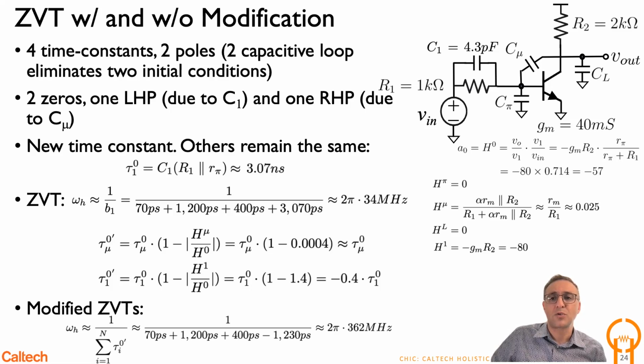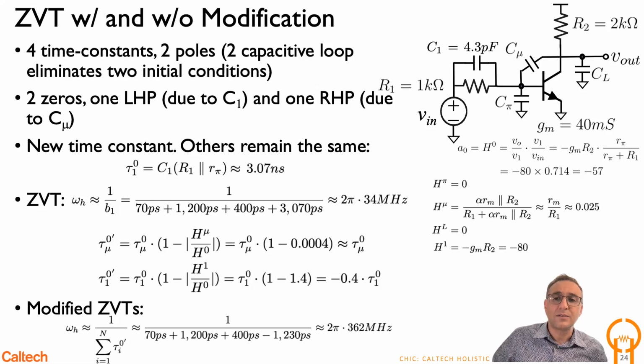So there's a time constant associated with the C1, which is the resistance seen by C1, which is the R1 parallel R pi. And if you calculate, it's a pretty darn big time constant. It's like 3,000 picoseconds and change. And if you look at the sum of the time constants, the bandwidth estimate you get from this is 34 megahertz if you just apply ZVTs. And you will see from the simulation result that is significantly off. I mean, so substantially in error.